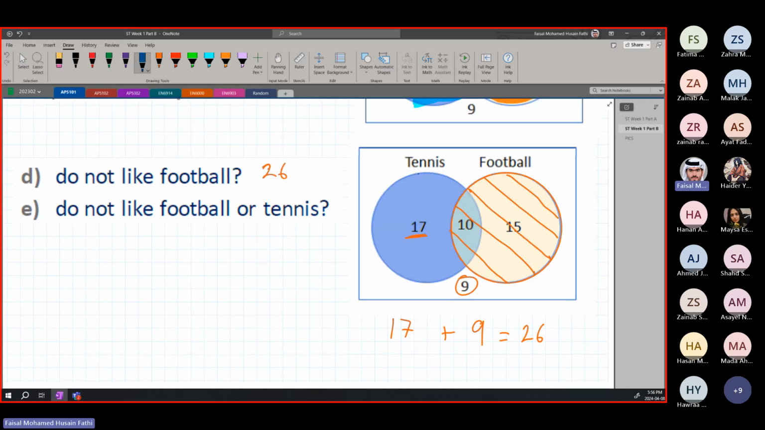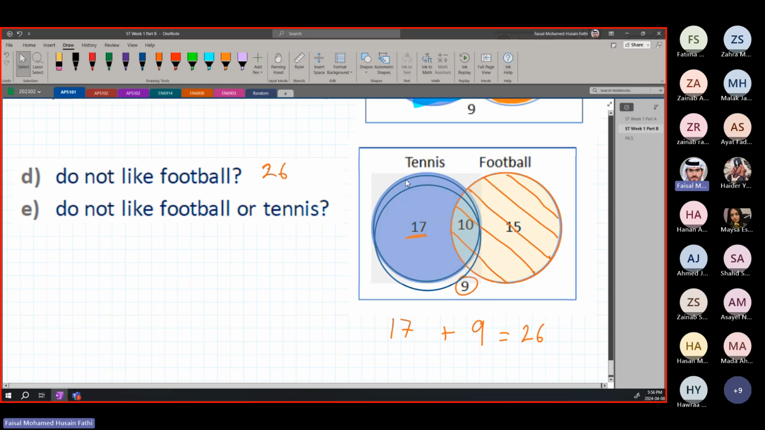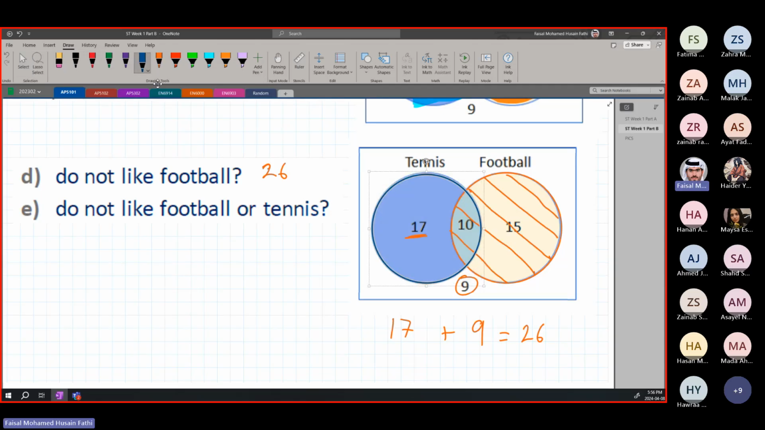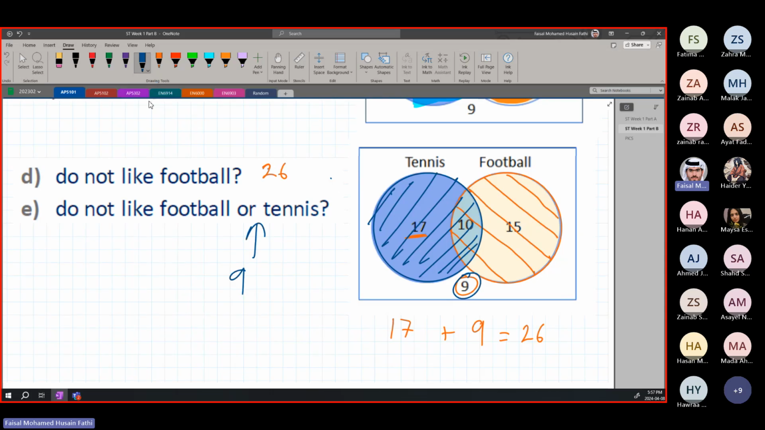Do not like football or tennis. So now we are talking about these two circles. Anything outside of these two circles are the ones that do not like tennis or football, which is just the number 9. So this one is just 9 people. So this is how you would use a Venn diagram.